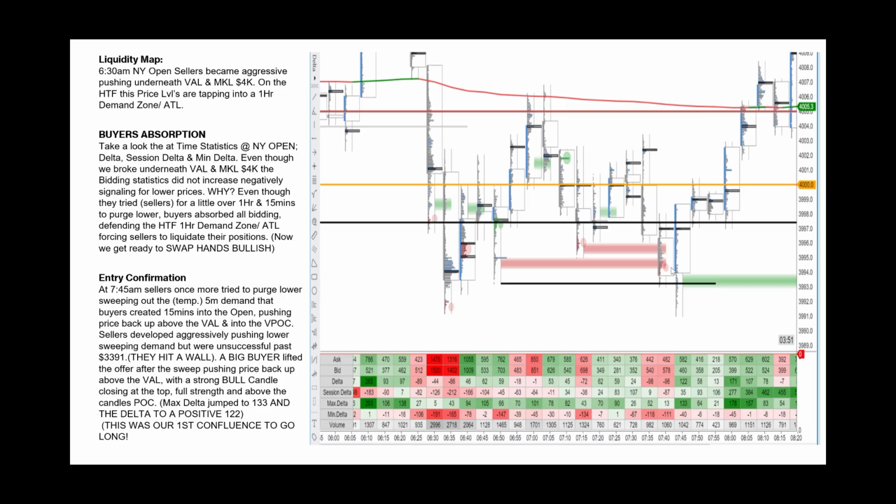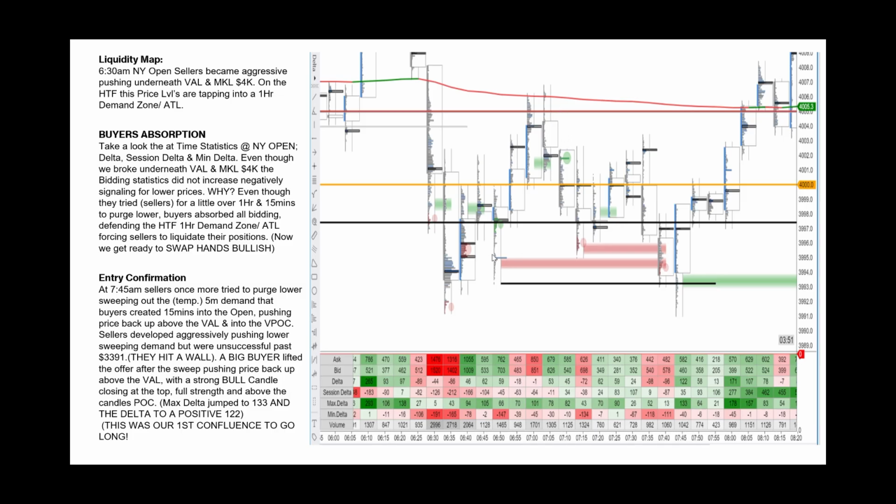All right. Now, entry confirmation at 7:45 a.m. That is this big bull candle right here. 7:45 a.m., as you can see right here on the time. Sellers once more tried to purge lower, sweeping out the temporary 5-minute demand. This was the 5-minute demand. So price pushed down at New York open. We pushed up above the value area low. We pushed up into major key level 4K. Sellers came in. Buyers defended this level right here, and we pushed higher.